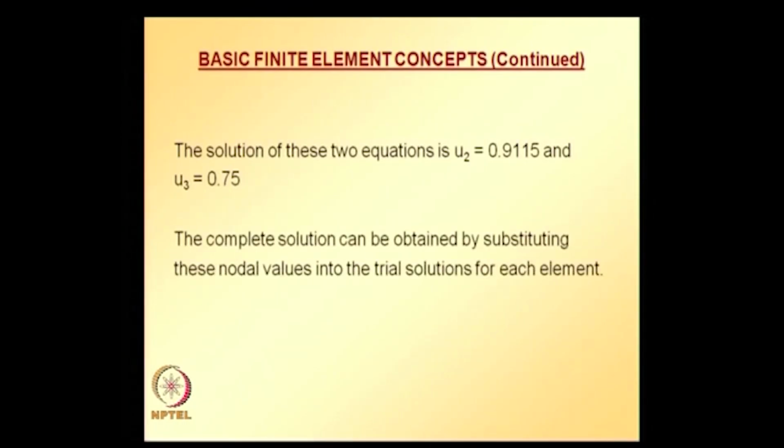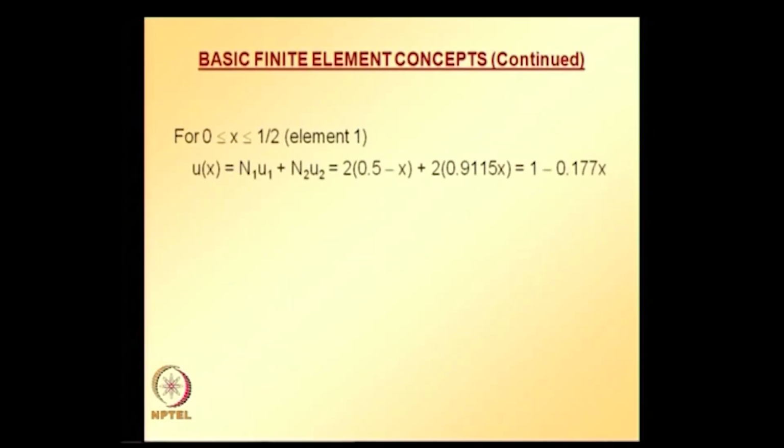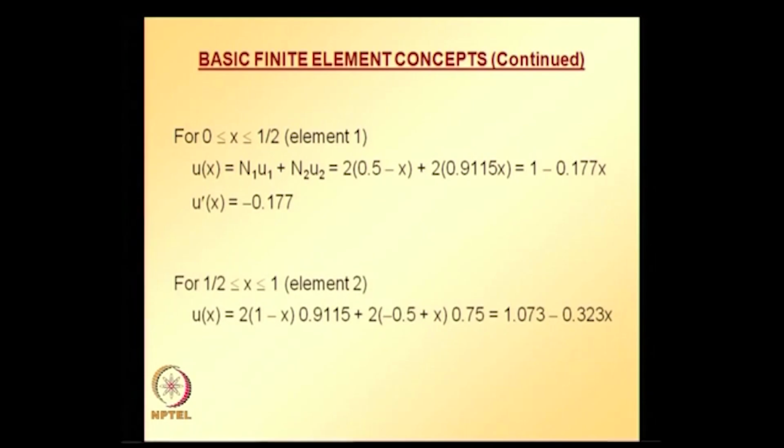we can go back to each element. The complete solution can be obtained by substituting these nodal values into the trial solution for each element. So, go to the first element, you know what the trial solution in the first element is, and u1 is already substituted. Now, you have the u2 value, substitute and simplify, that gives you the approximate solution in element 1, and take the derivative of it, you get this one. And similarly, go back to element 2, substitute the nodal values of u2, u3, you get the approximate solution and take the derivative of it, you get this.